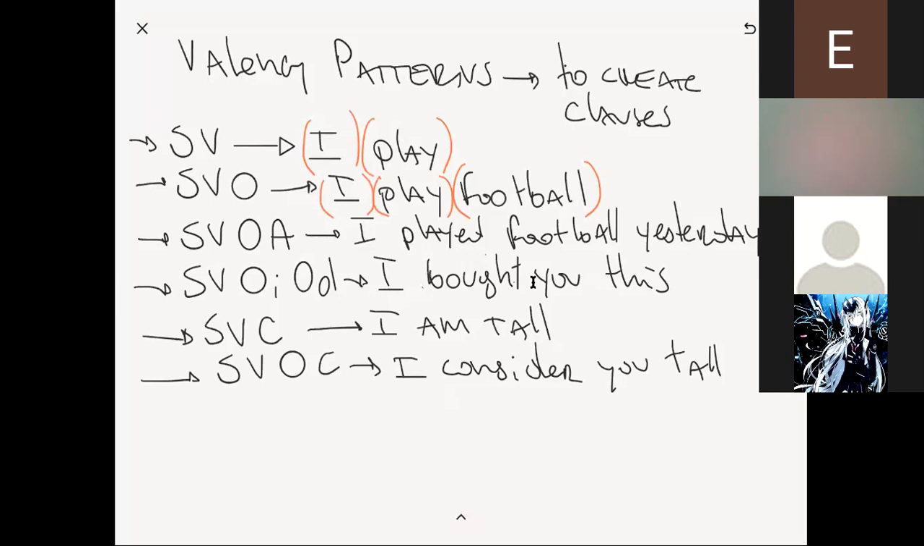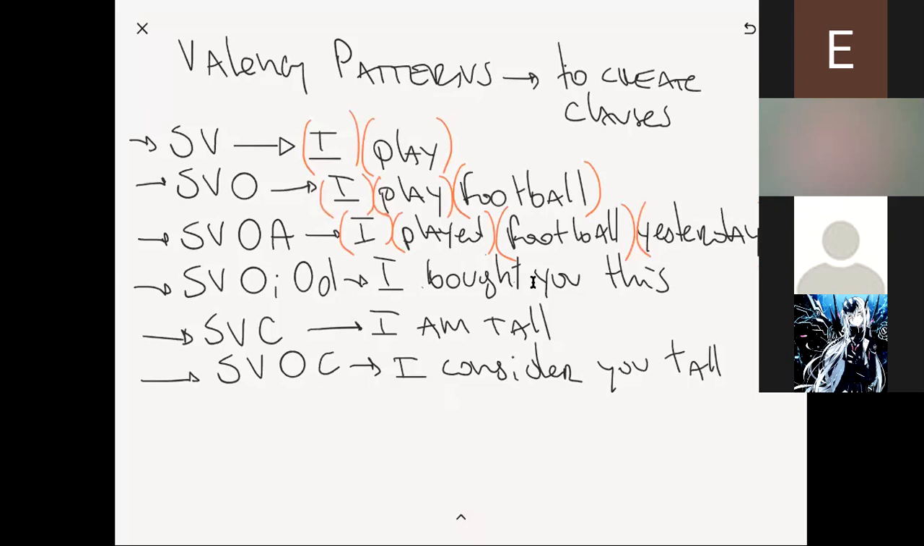On the other hand, the third example, I played football yesterday, you can see that this is composed of 4 different phrases, right? In this case, played is also considered to be transitive because it is also requiring the presence of an object after it, right? And then the presence of yesterday is providing extra information to the whole sentence, right?